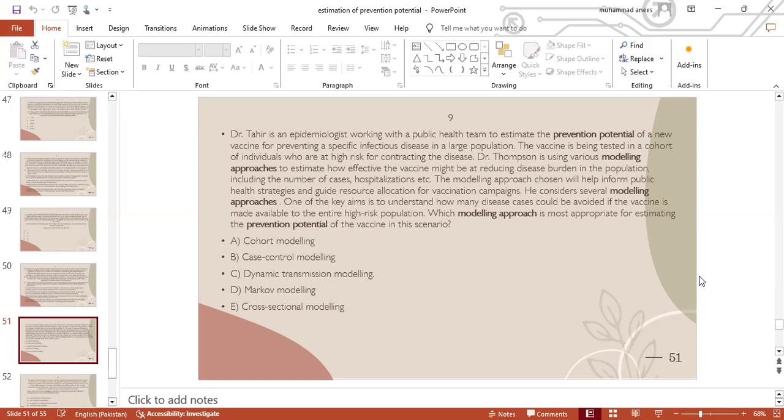So he considers several modeling approaches. One of the key aims is to understand how many disease cases could be avoided if the vaccine is made available. So which modeling approach is most appropriate for estimating the prevention potential? A, cohort, B, case control, C, dynamic transmission, D, Markov, E, cross-sectional. Yes, cohort is the right answer.